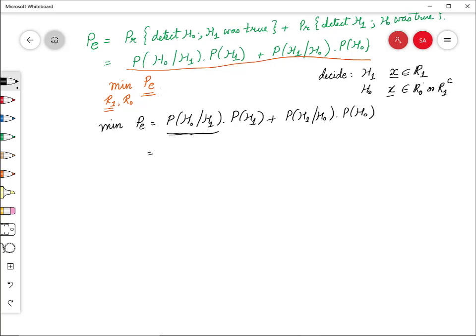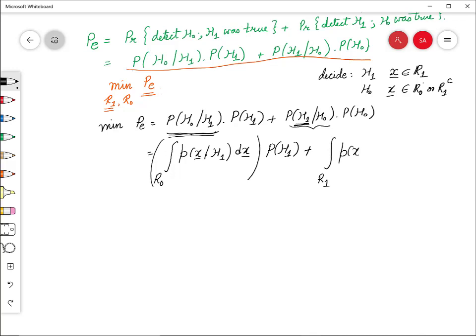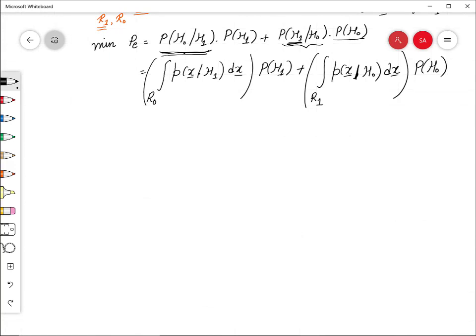Fine. So this particular probability here is equal to the integral over region R0 of probability of X given H1 is true dx, times probability of H1, plus this probability here, which is the integral over region R1, now because we are deciding hypothesis H1, of probability of X given H0 dx, multiplied by probability of H0. Okay, so this is what we want to minimize.